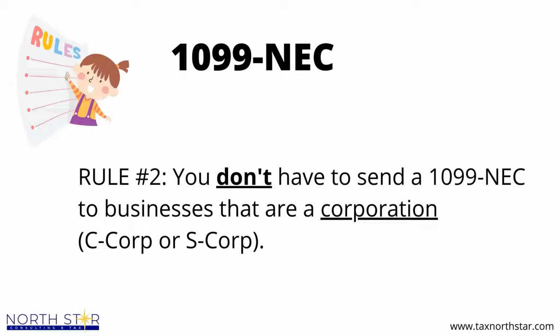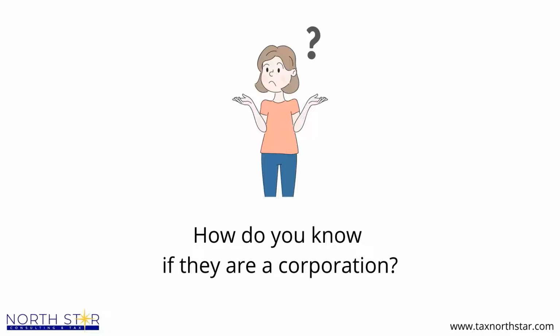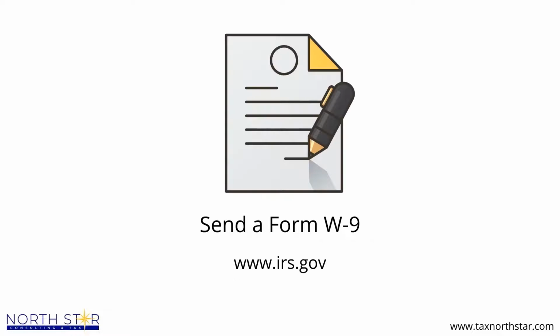Rule number 2, you don't have to send a 1099 NEC to a business that is a corporation, either a C Corp or an S Corp. How are you supposed to know if they are a corporation? You will ask them, of course. You will either call them up, or the easiest and best way is to have them fill out a Form W-9. This form is available on the IRS website and will collect all the information you need from them.